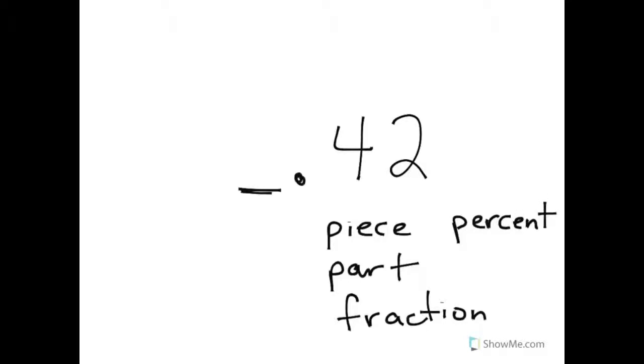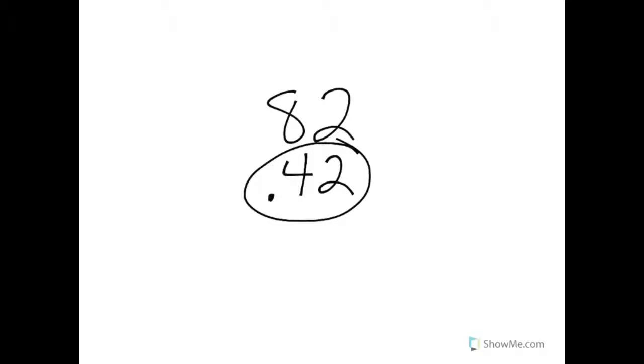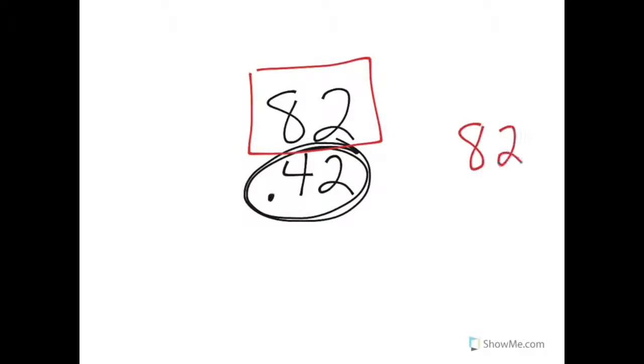So if we look at our problem, that means we want to find part of this whole number, which is 82. So if we want to find part of 82, we're looking for a number that is less than 82.